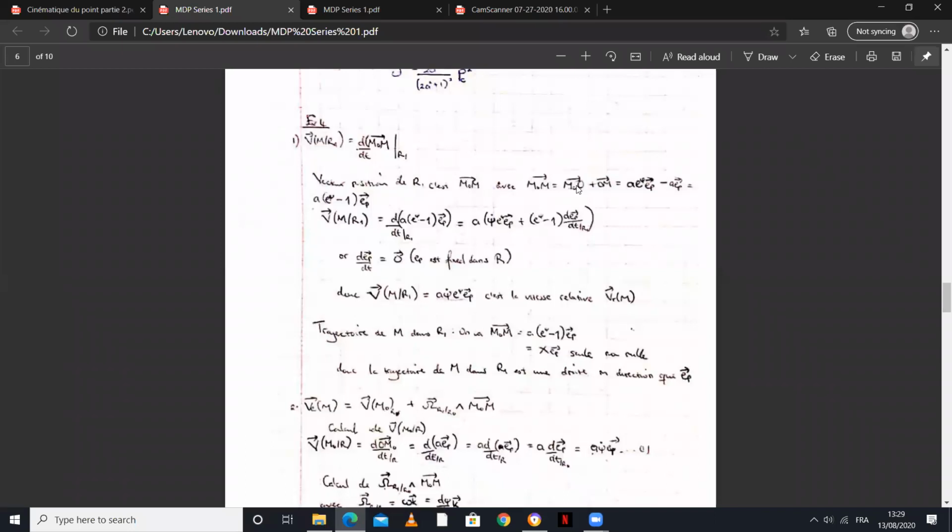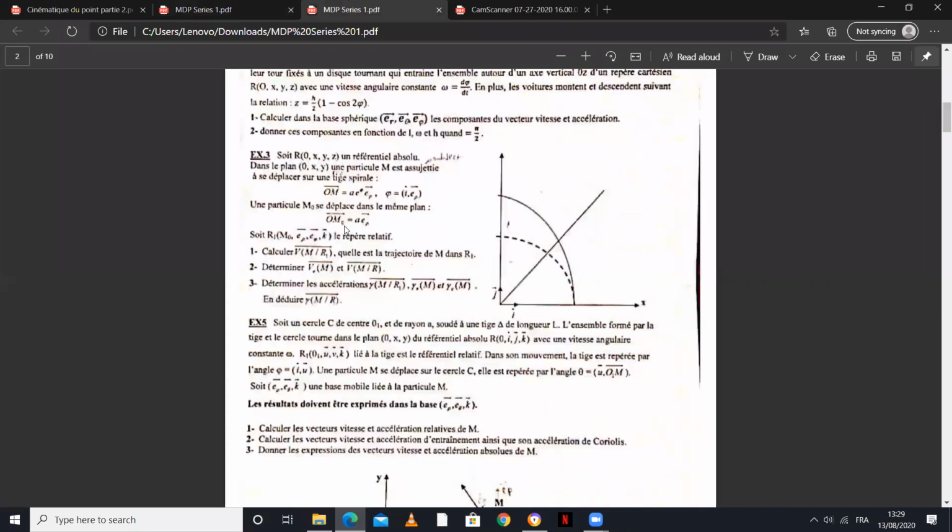And then M0O. M0O is equal to what? You look at the question there. This is O, M0. But now we're dealing with M0O. So it's like the opposite. Same vector, but in the opposite direction. So you just add a minus.